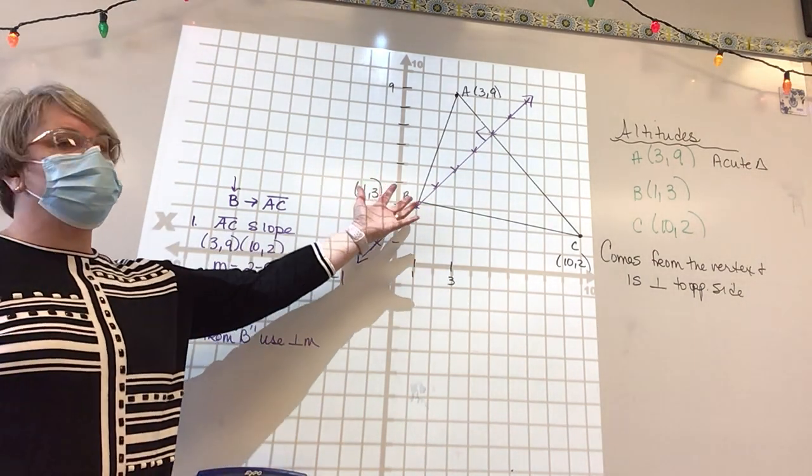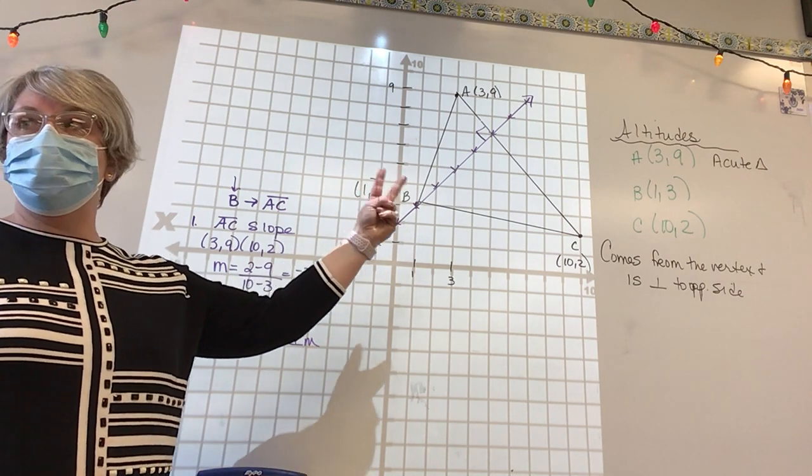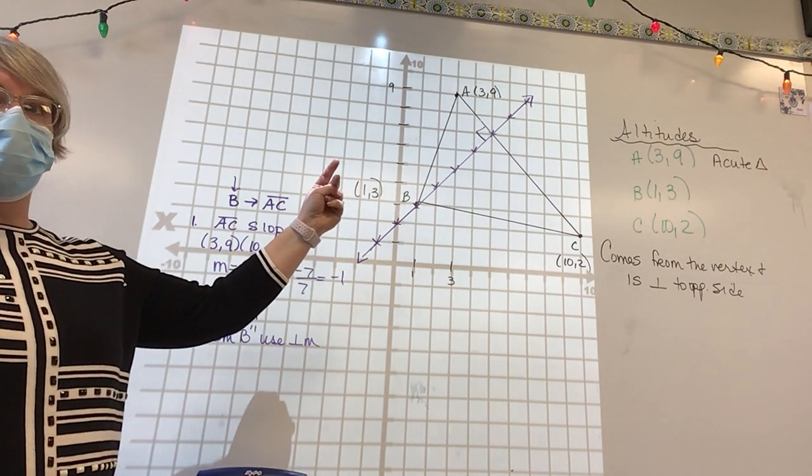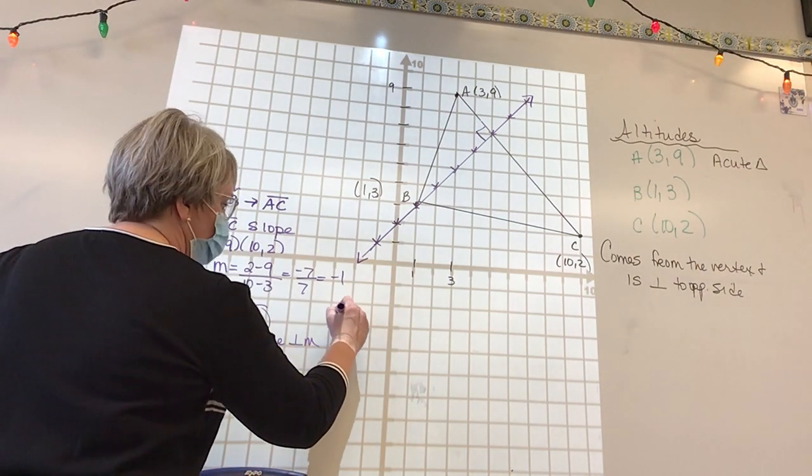Okay, now what pieces of information do you have of my purple line? You have 2 pieces of information. What are they? The slope, which is 1.